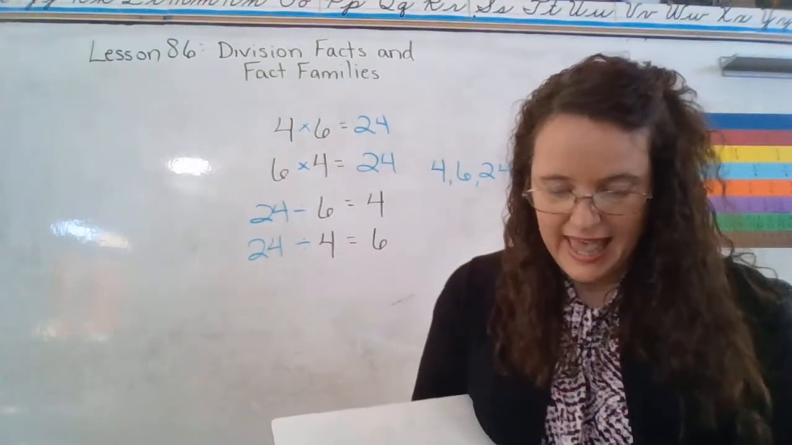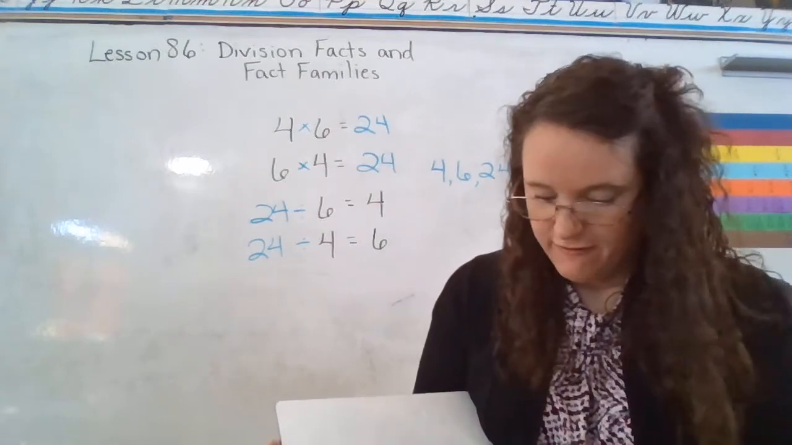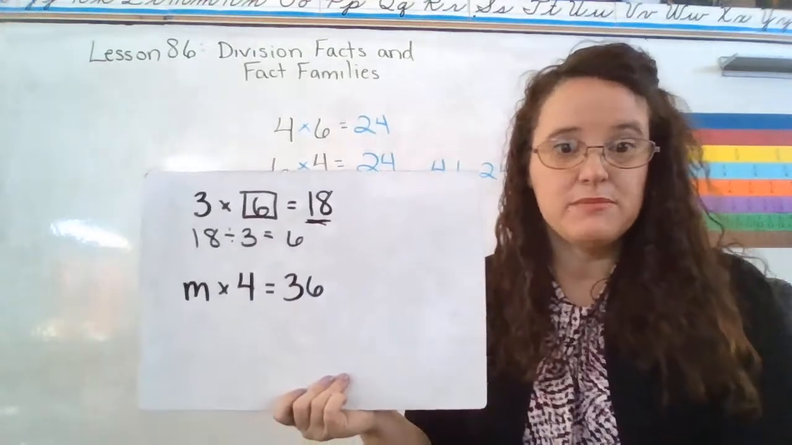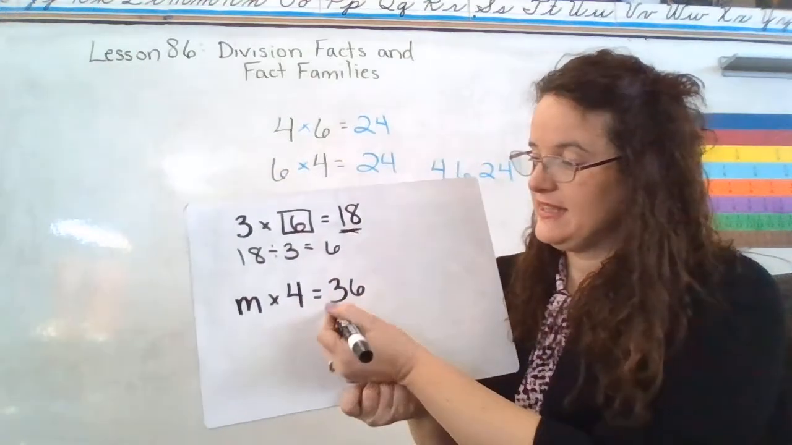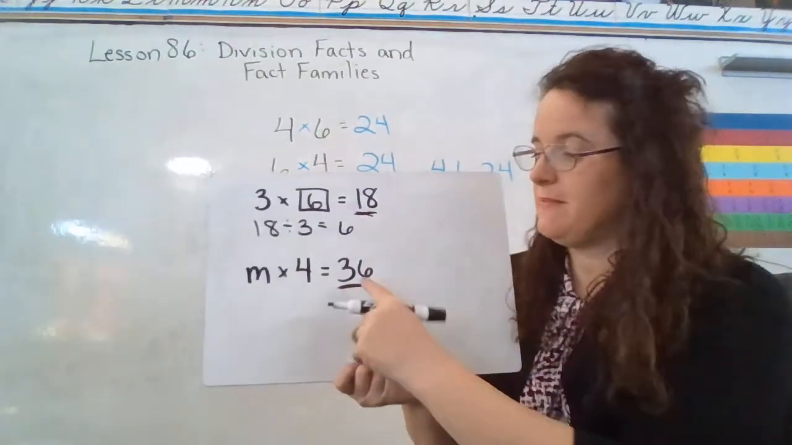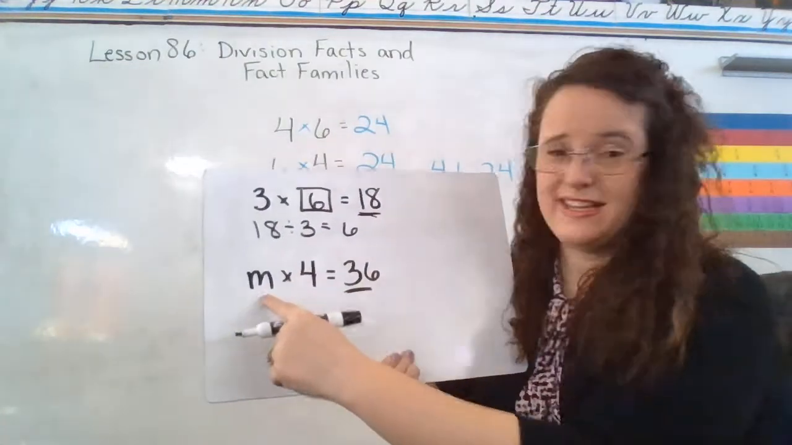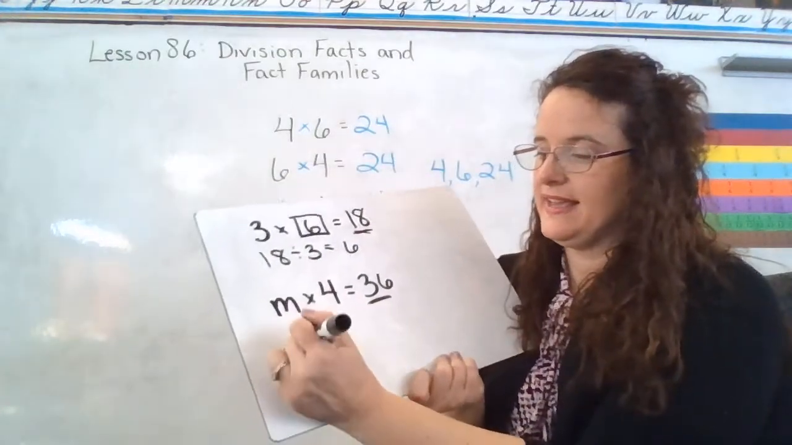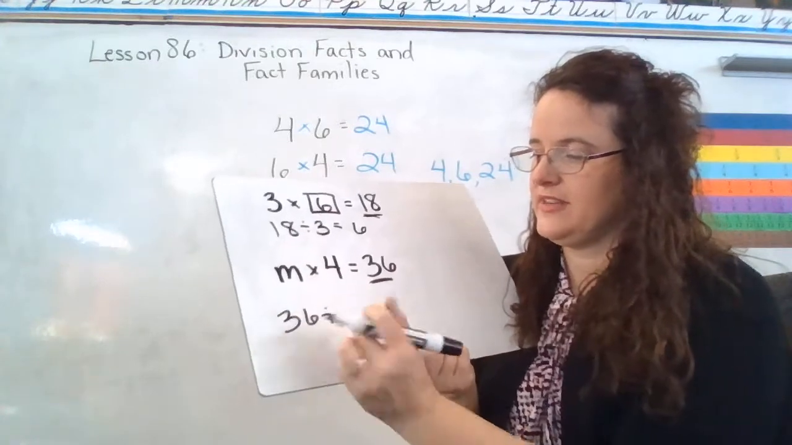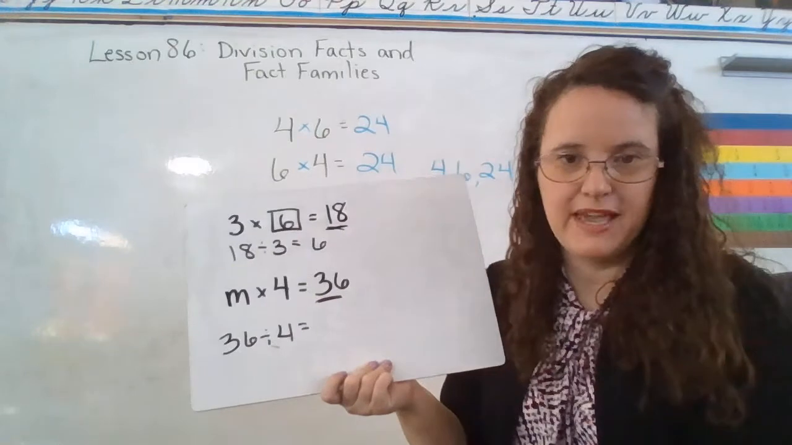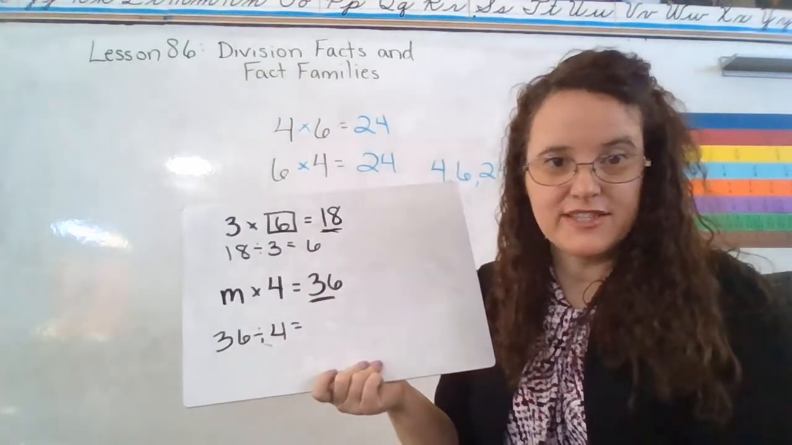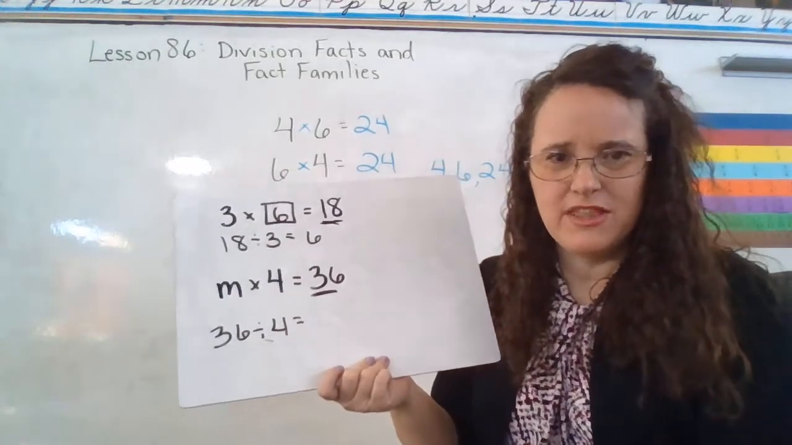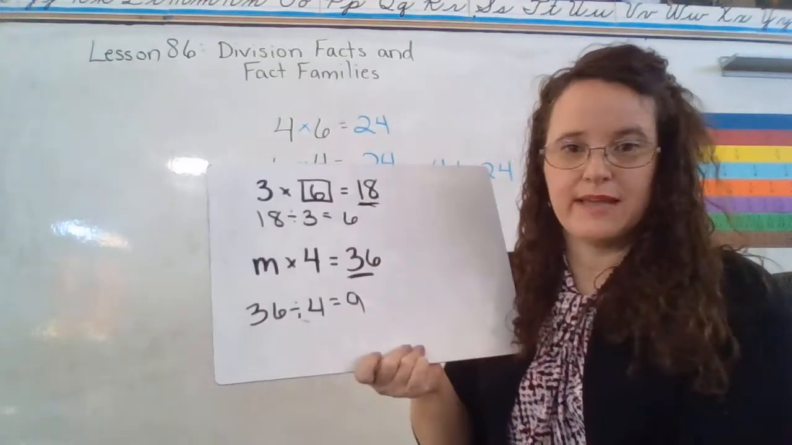The next one says m times 4 equals 36. Once again, it's a multiplication problem. So this is my biggest number. So I am not going to multiply these because that's going to give me a bigger number and I want a smaller number, which means I can divide. 36 divided by 4 will give me my answer. Or if I know my facts really well, I can just say, well, what is 4 times what is going to give me 36? Oh, it's 4 times 9.